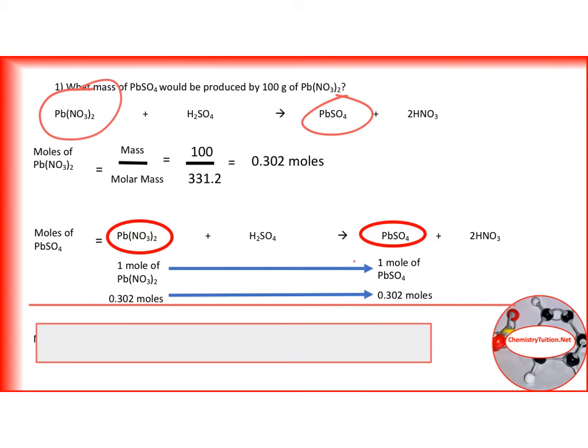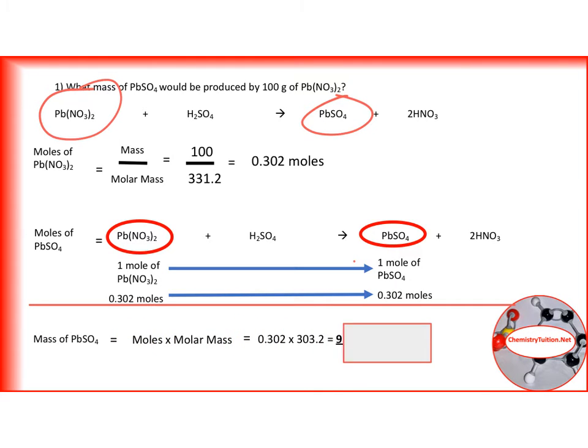0.302. And then we just need to find the mass of lead sulfate that we are going to produce. So it's going to be the number of moles times the molar mass. Molar mass of lead sulfate is 303.2 times by 0.302, and you get 91.6 grams.